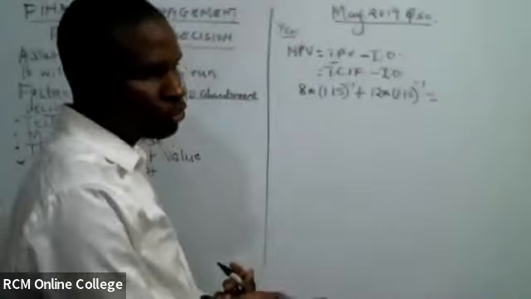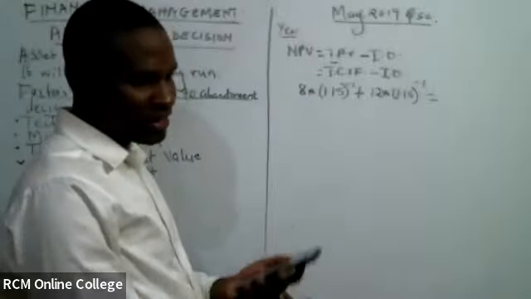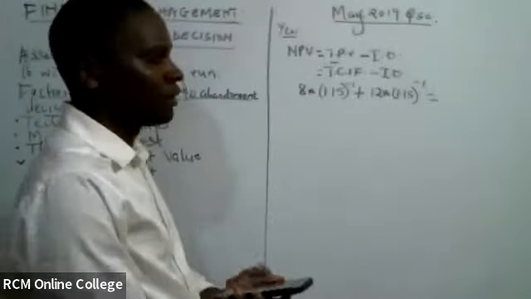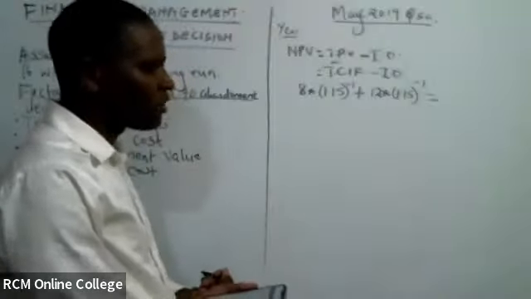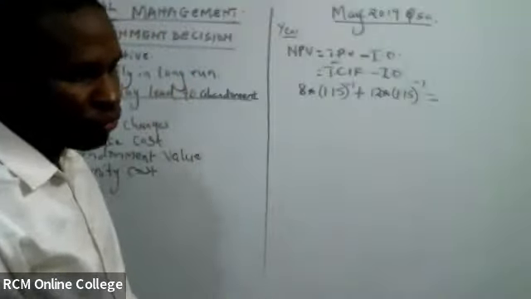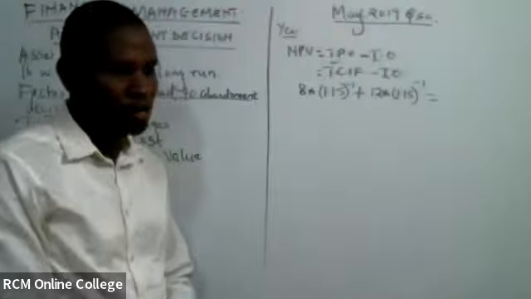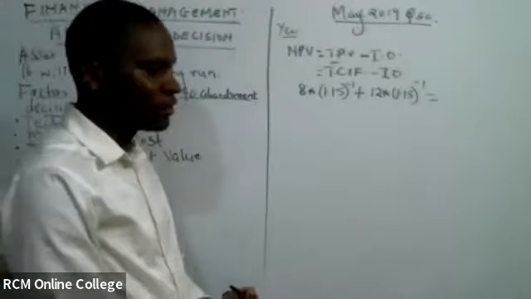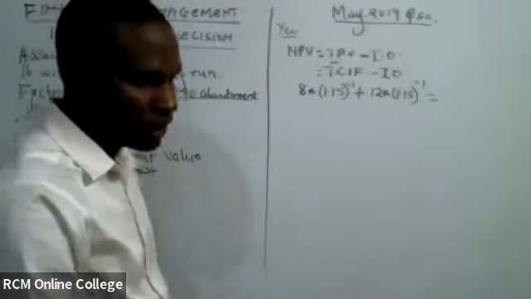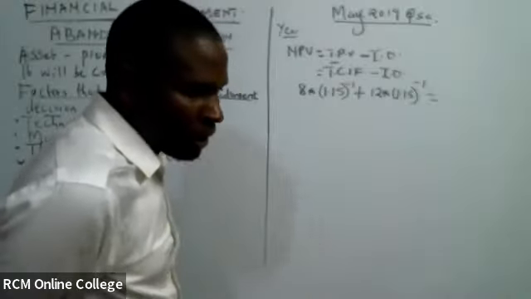Can you give me the total year 1 inflow? That is the cash inflow for year 1. If you add the two, how much shall we get?